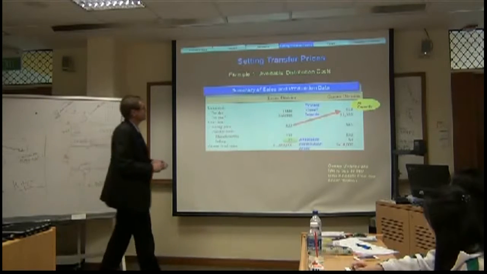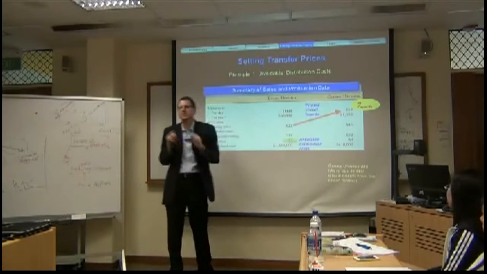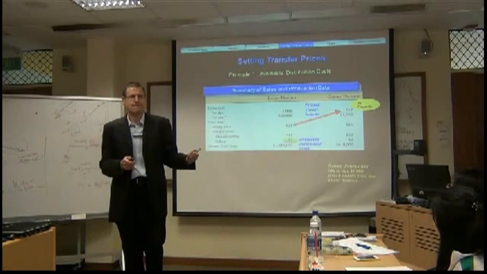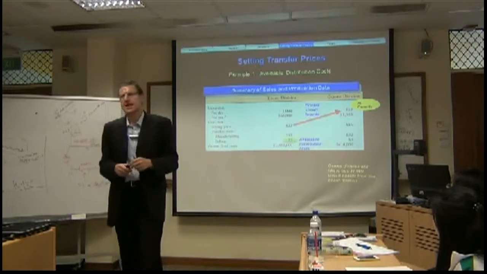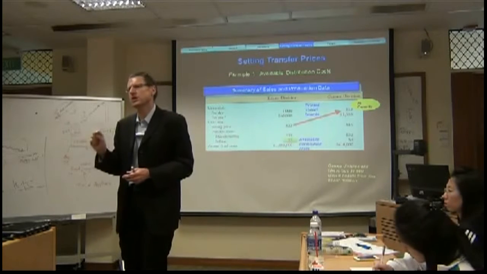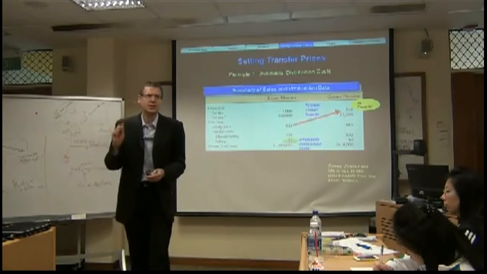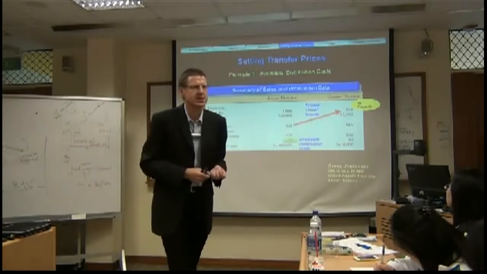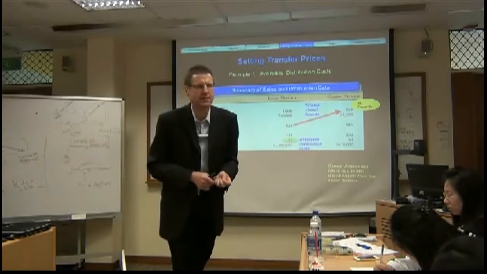What we have is 2 reasons for transfer pricing, other than those 4 objectives. One is 2 quantitative examples that you need to know. The first one is avoidable distribution costs. And the second one is to deal with excess capacity.